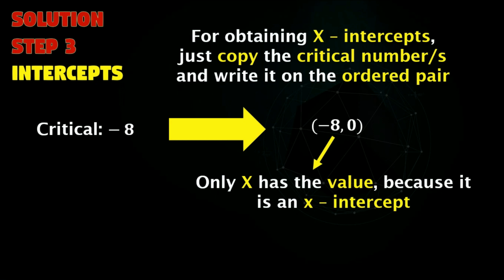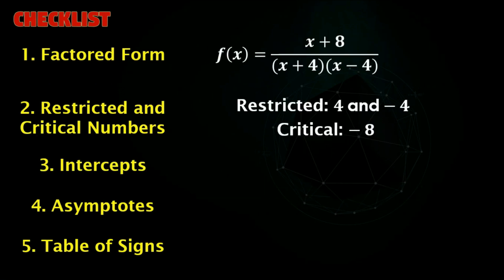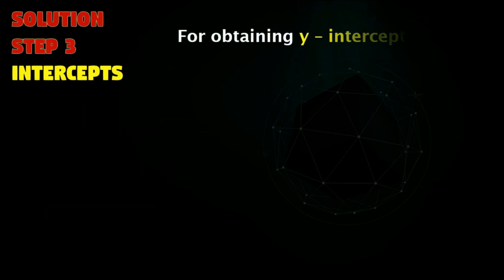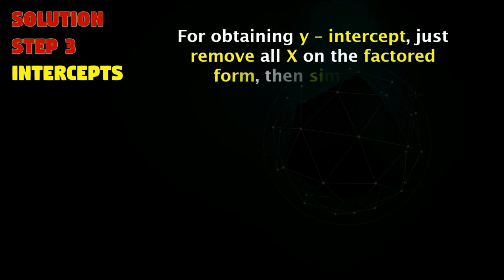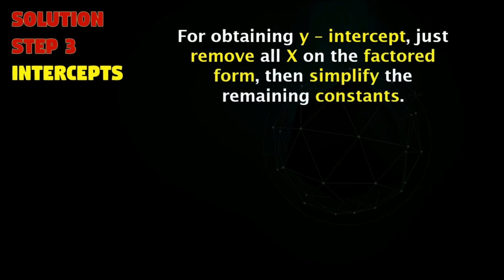And again, do not forget to write your answer on the checklist. To obtain y-intercept, you will just first remove all the x on the factored form, then simplify the remaining constant.